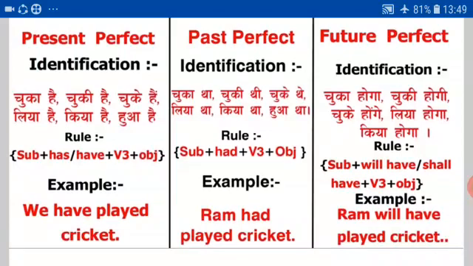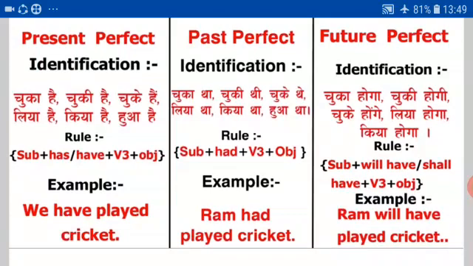In the same way, for past perfect tense, we have to use the identification here: चुका था, चुकी थी, चुके थे, लिया था, किया था, हुआ था, and its rule is subject plus had plus third form of verb plus object. Example, Ram had played cricket. In this example, if we are using it in negative, we have to use not after had. So the sentence will be like this: Ram had not played cricket.